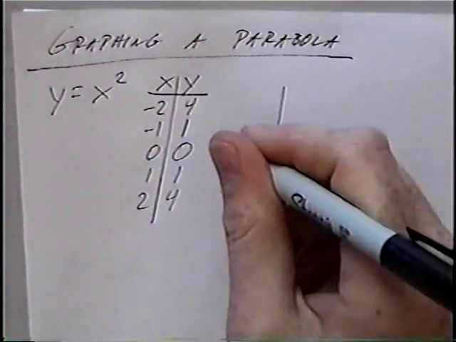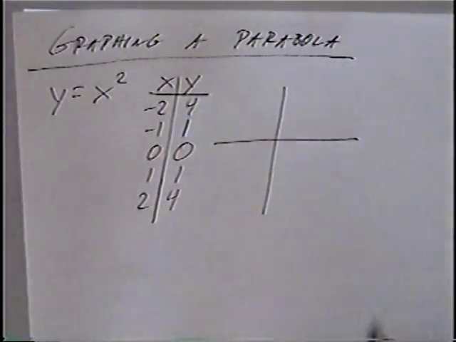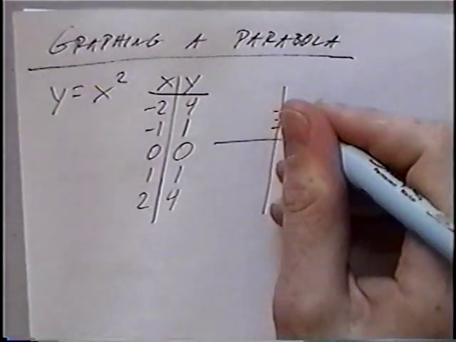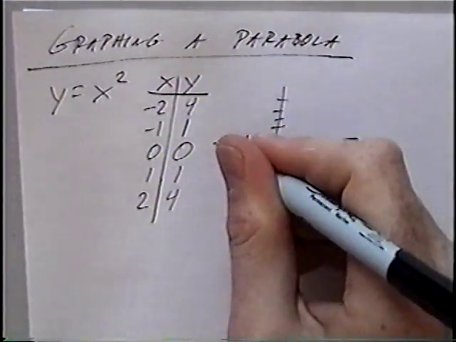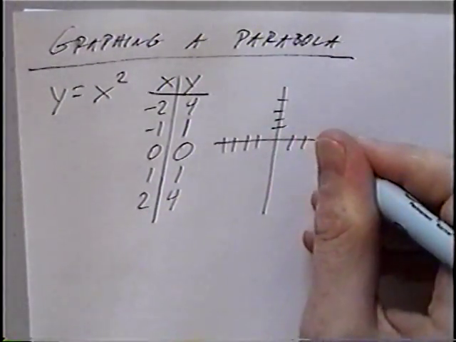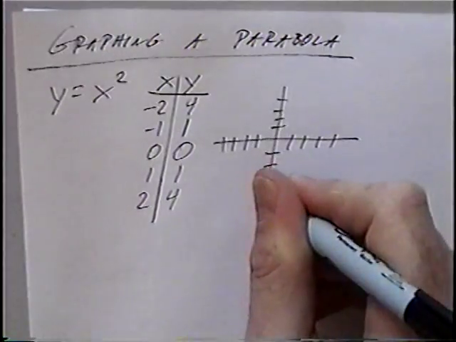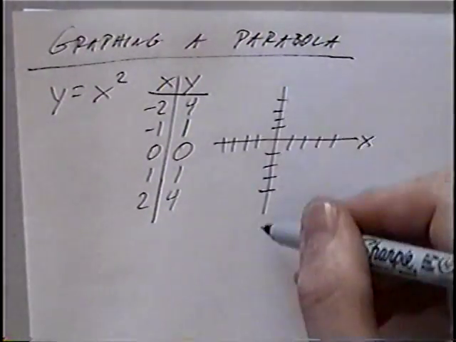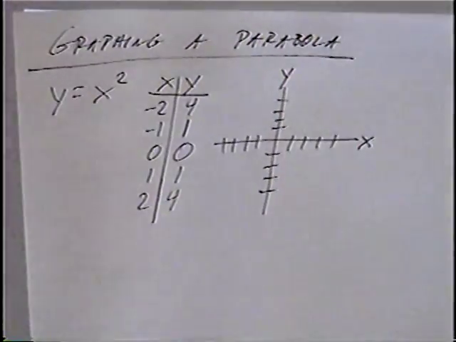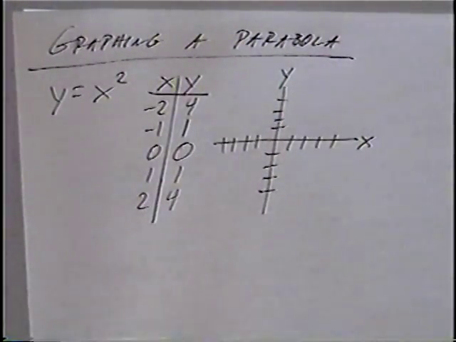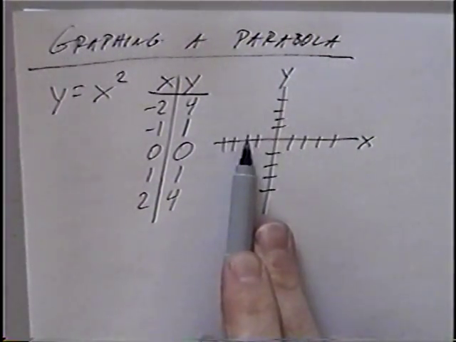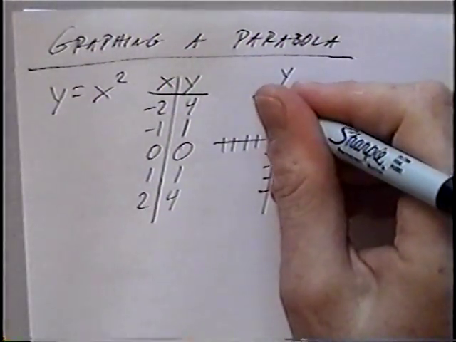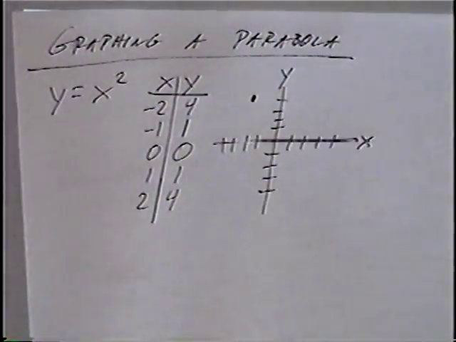Graphing these points. Our biggest y value is 4, so we can go 4 spots in each direction. The x-axis again goes left and right. The y-axis goes up and down. First point, negative 2, 4. Negative 2 is 2 spots to the left. Positive 4 is 4 spots up.